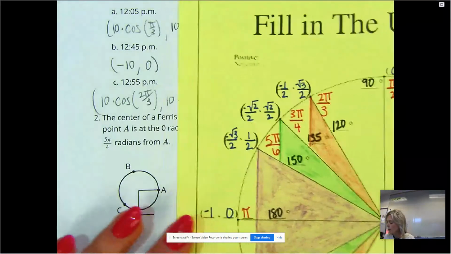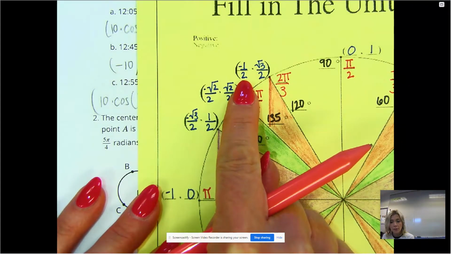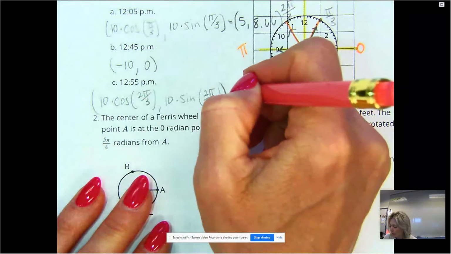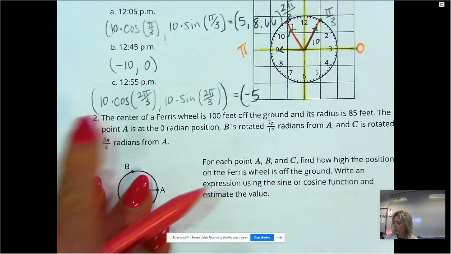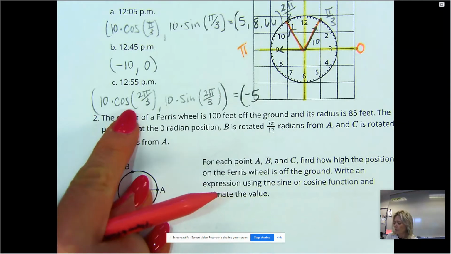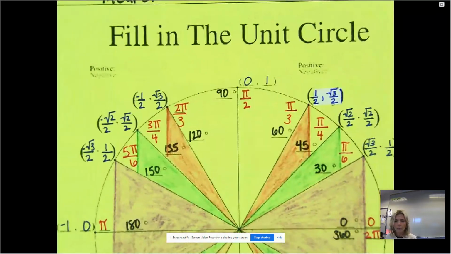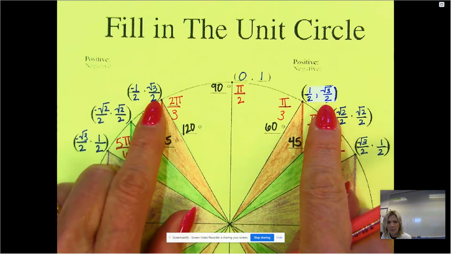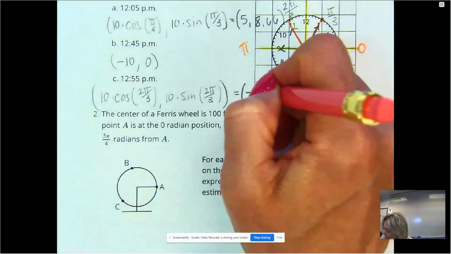Okay, so 2 pi over 3 is right here on the unit circle. The cosine is -1/2, which means 10 times the cosine would be -5. So 10 times -1/2 is -5. And then for the other coordinate, I'm going to use the calculator. Although, do I really need to? Because I already found it over here, and this is going to be the same value. So I'm just going to use the value from part A, 8.66.